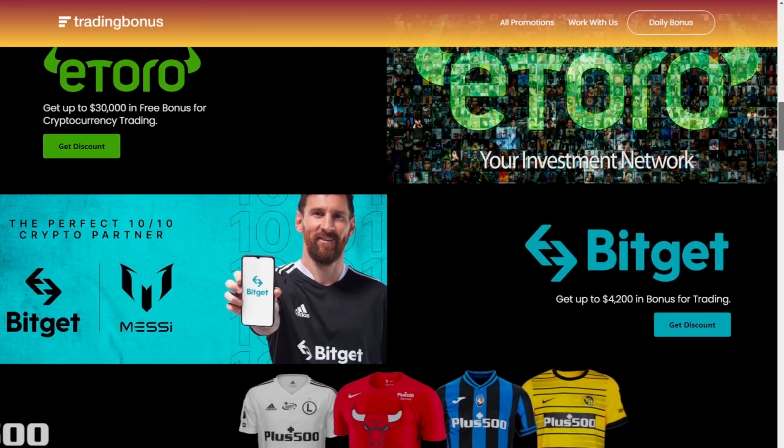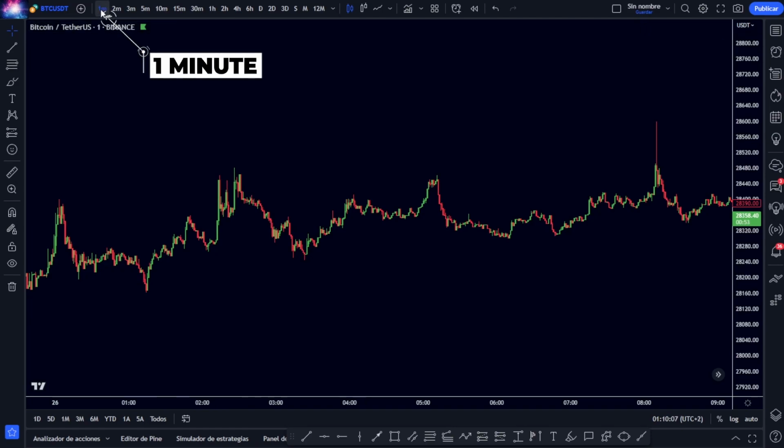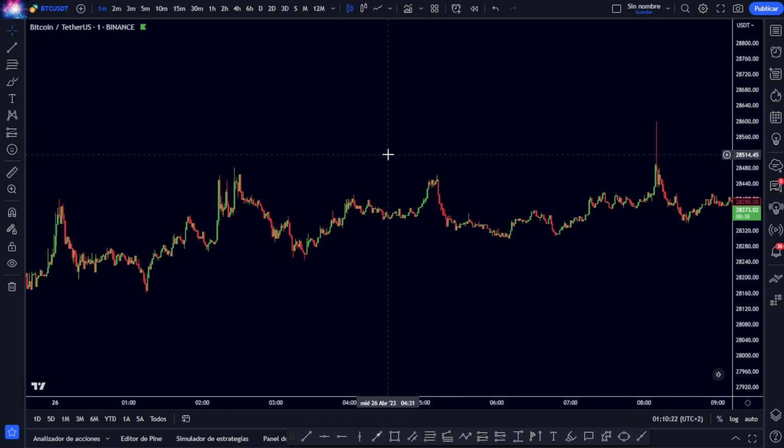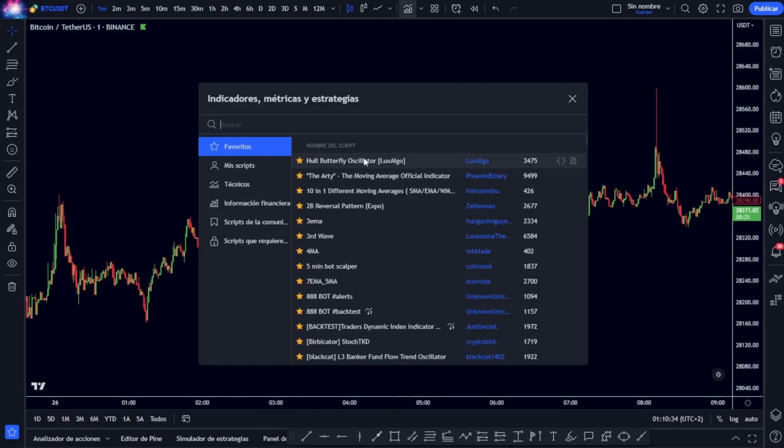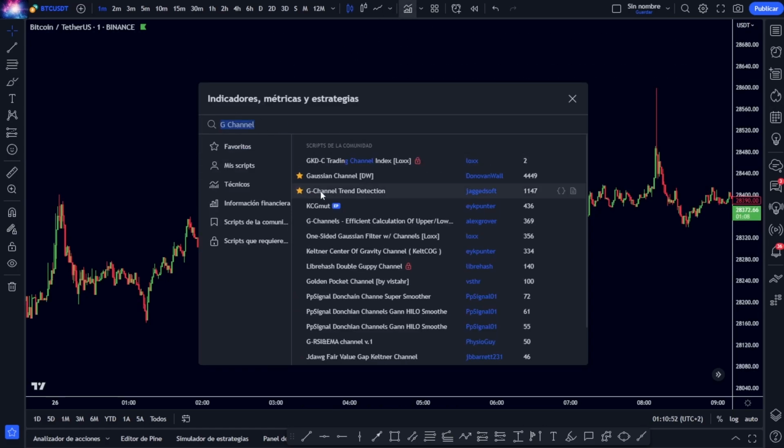We are already in the 1 minute time frame, in the Bitcoin pair BTC/USDT. As always, our strategies can be used both in the traditional market, stocks, commodities, as in Forex and crypto, and in this case first we will use two indicators. The first one would be this one here, created by Jagged Soft, and already used by more than 1,000 people.